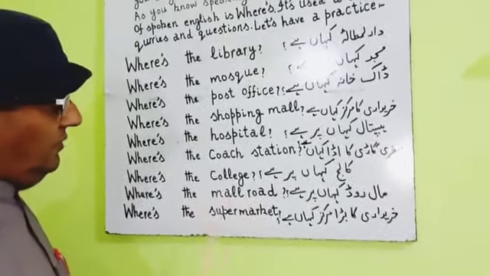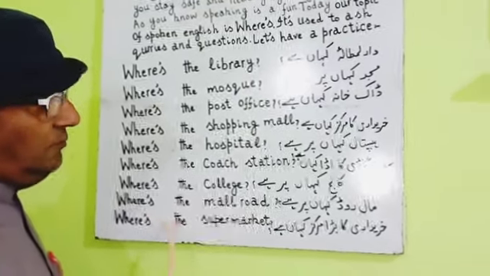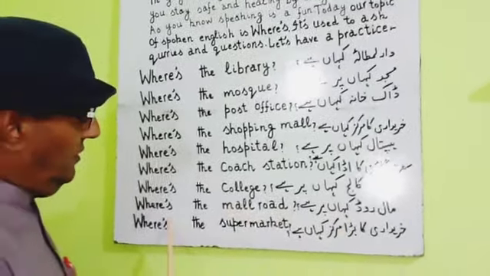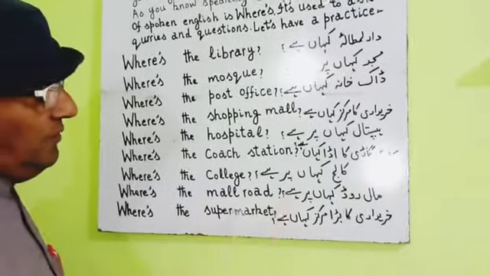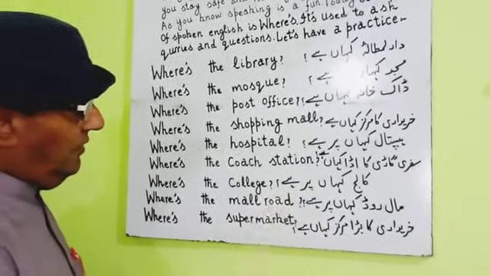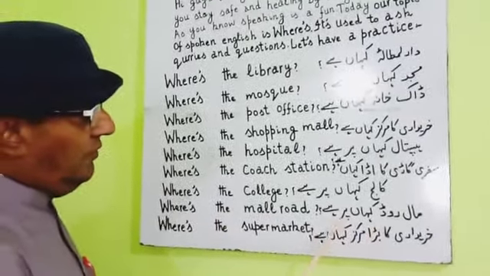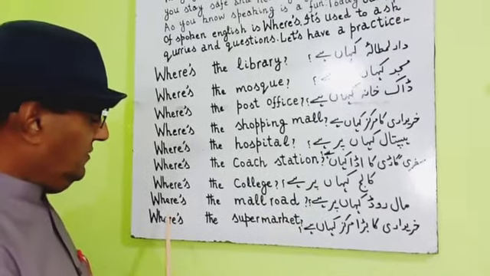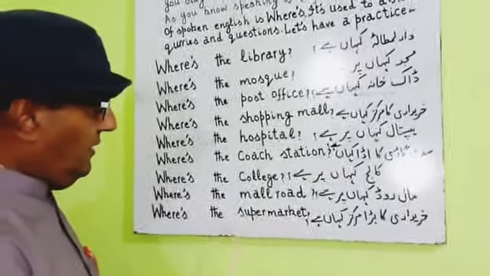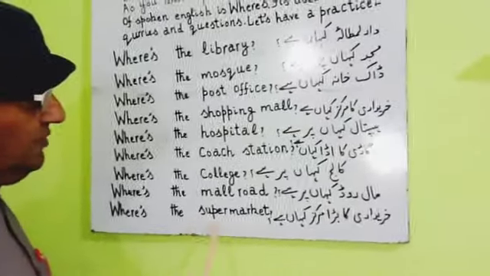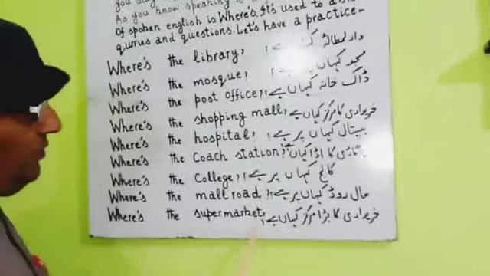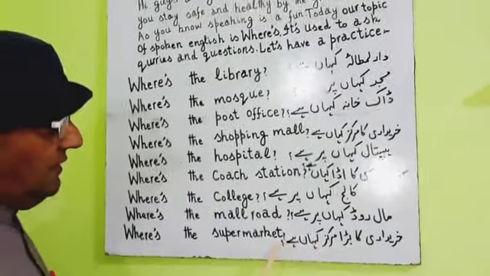Next is where's the mall road? Where's the mall road? Mall road कहाँ पर है? And last question is where's the supermarket? Where's the supermarket? खरीदारी का बड़ा मरकज कहाँ है?